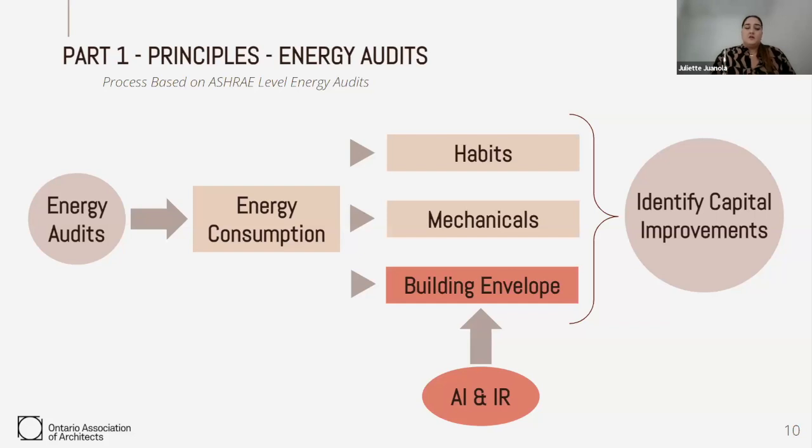So you can see here on this diagram that the energy consumption was broken down into 3 parts: the habits, the mechanicals, and the building envelope. In this presentation, we're going to focus on the building envelope more specifically and how AI and IR imaging can be used to address potential issues on the building envelope and make it more efficient.